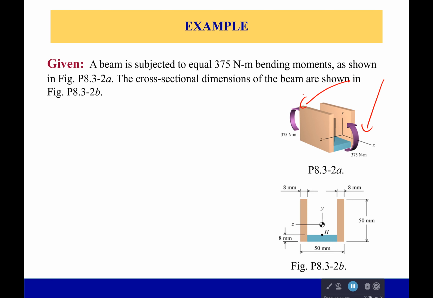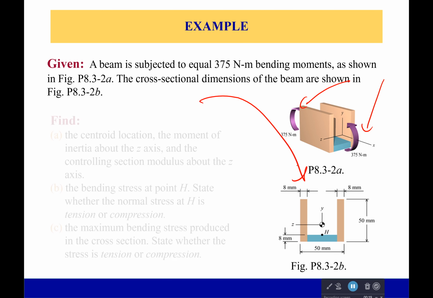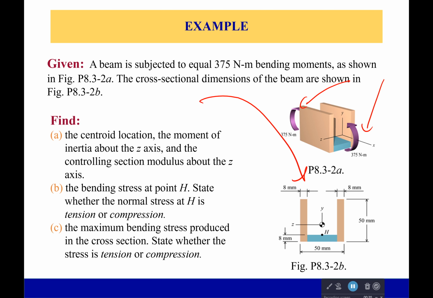And the cross-sectional dimensions are given down here. And it wants us to find a lot of stuff. One, the centroid location, as well as the moment of inertia. Second thing, the bending stress at point H. Okay, what's the bending stress at point H? Where's point H? Right there.